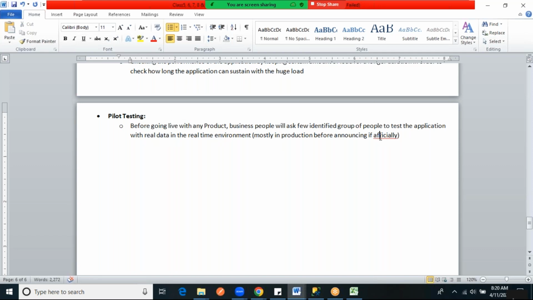Before going to production, they will ask to test. Why? To check whether the pilot run is successful or not, whether it is successfully integrated or not. To check that, they will do this pilot testing. Now where will you hear this word pilot run? In our discussion it is fine, but in real time, where will you be hearing this pilot run?